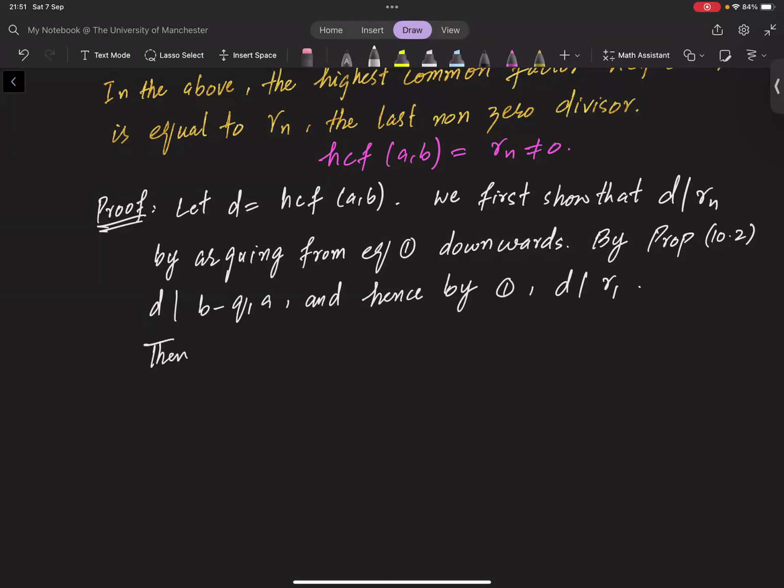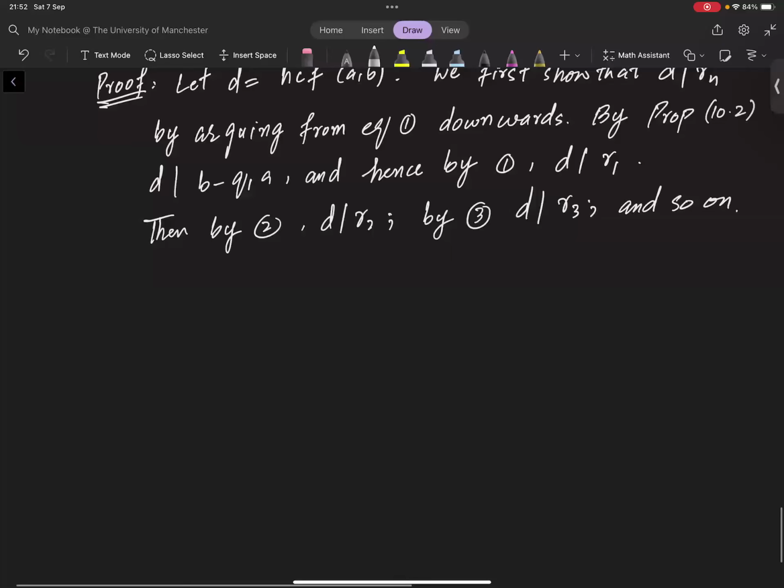Then by number 2 the divides are 2. By number 3 the divides are 3, and so on until by the step n or equation n the divides are n.